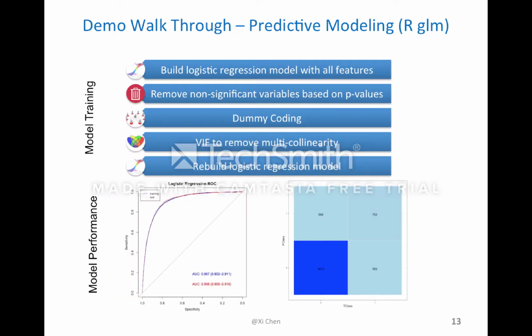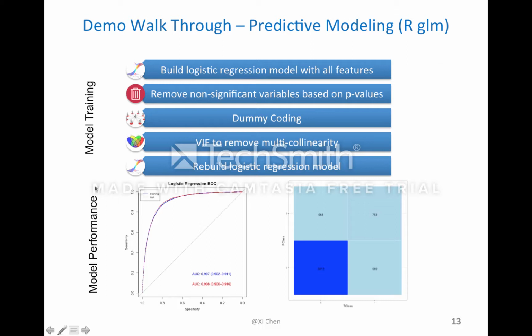The R modeling and evaluating part is actually following a very similar procedure as what we did using PySpark MLLib. It only adds a few extra steps to make sure the results are more statistically robust and reliable. For example, it adds a p-value checking step to remove non-significant variables, and then a VIF, which stands for variance inflation factor, step to remove the multicollinearity issues.